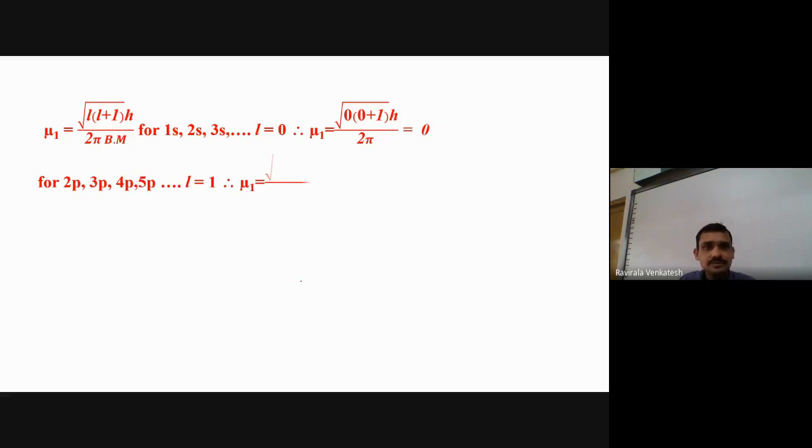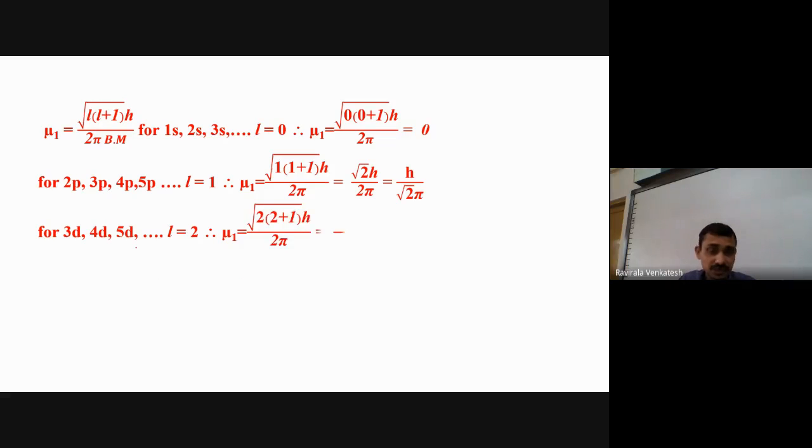Next, d orbitals. L is equal to 2. For any d orbital, L is equal to 2, and its value is obtained by substituting the L value, 2 here. So you are going to get this.